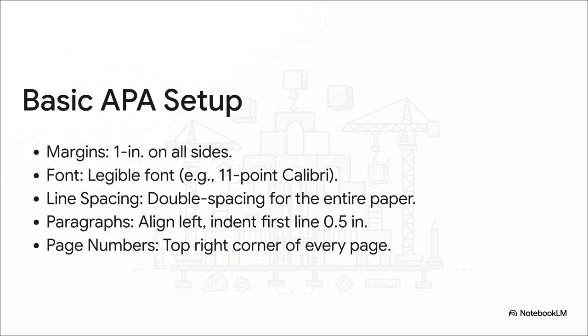We're talking 1-inch margins on all sides, a clean, readable font, double spacing for the entire paper, and yes, I mean the entire paper, paragraphs indented 1/2 inch, and page numbers tucked up in the top right corner. You get these down, and you've basically mastered the core of the APA code.